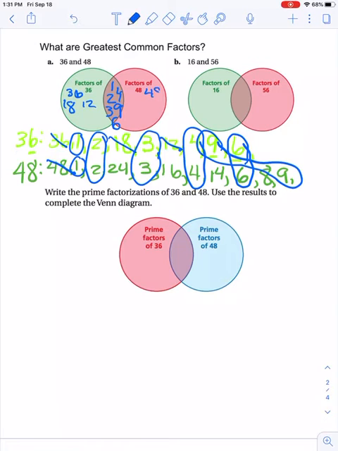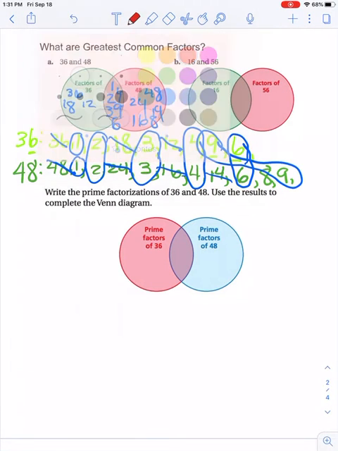Let's go back over here. 48 is only in the red. 24 is only in the red. 16 is only in the red. 12 is only in the red. And 8 is only in the red. So those are all of our factors for 36 and 48, and we put them in a Venn diagram.